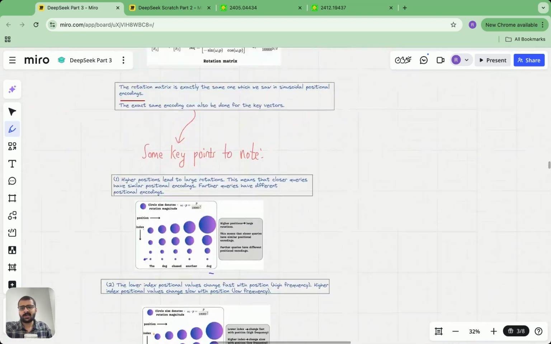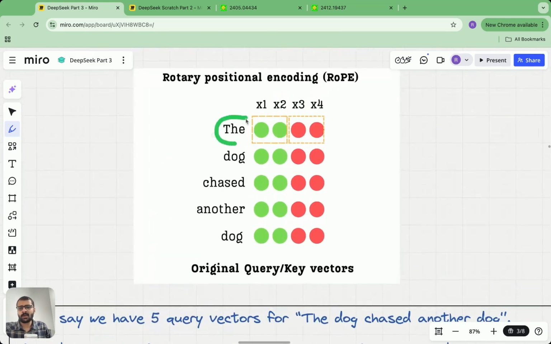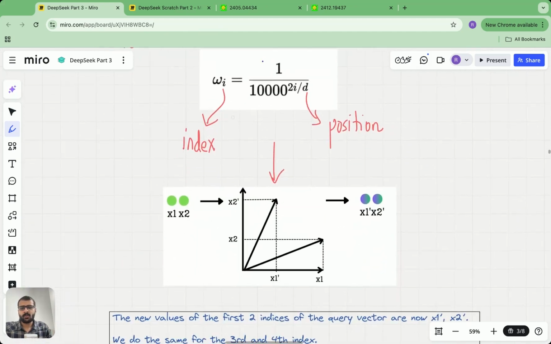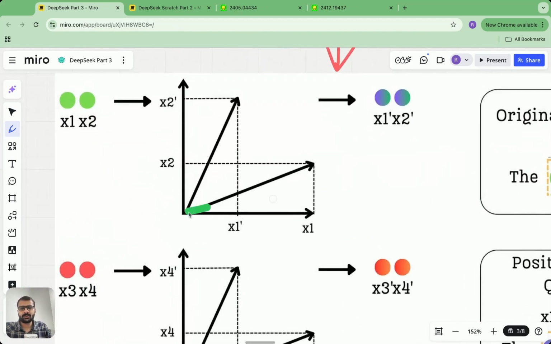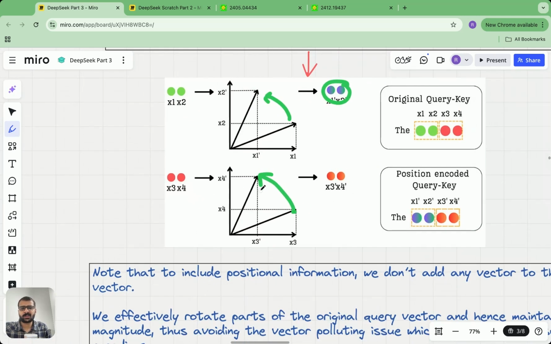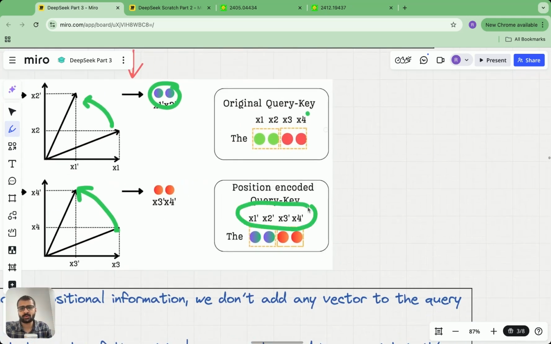Let me just brush up your understanding of what exactly happens in a rotary positional encoding. Let's say we are looking at one particular queries or keys vector at a given position. We divide that into groups of two, and then each group of two is rotated to form another vector. For example, here we have two groups, x1 x2 and x3 x4, and this is the first query vector. The original x1 x2 is rotated to form x1 dash x2 dash. Then x3 x4 is rotated to form x3 dash x4 dash. So if my original query vector was x1 x2 x3 x4, when we apply rotary positional encoding it becomes x1 dash x2 dash x3 dash x4 dash.